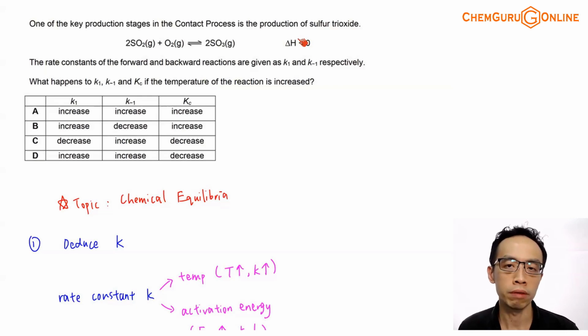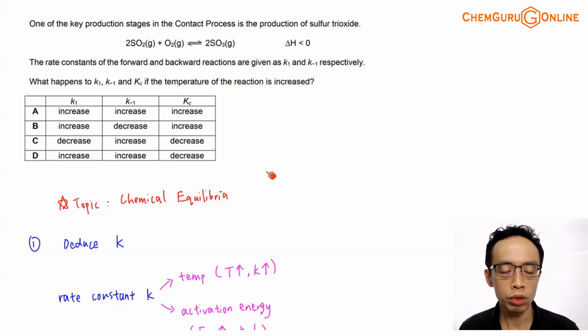The enthalpy change of the forward reaction is exothermic because delta H is a negative term. The rate constants of the forward and backward reactions are given as K1 and K minus 1 respectively. The question is asking what happens to K1, K minus 1 and Kc, my equilibrium constant, if the temperature of the reaction is increased. So we have a few permutations here. Later we will try to solve for that.